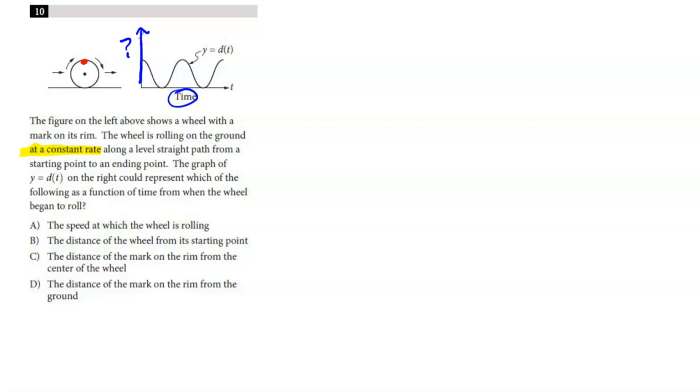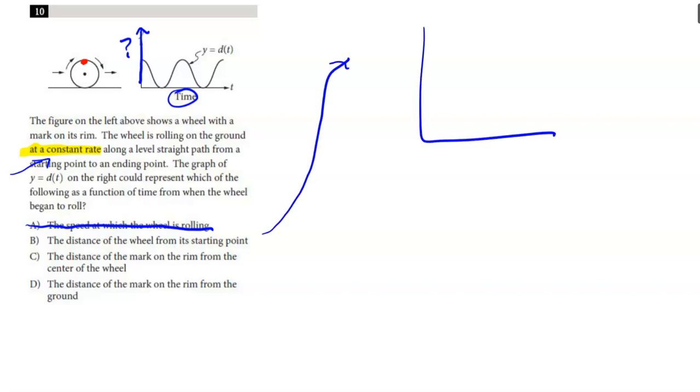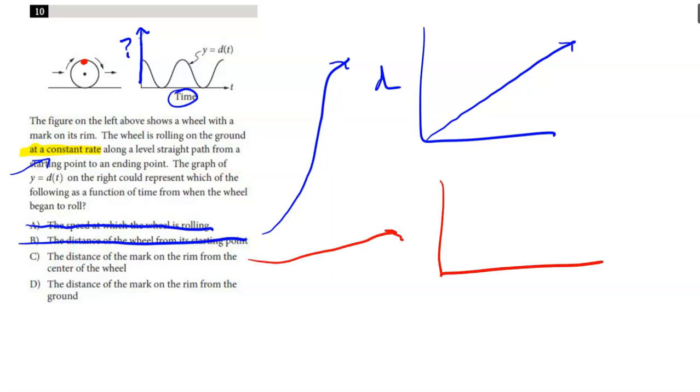So that graph is changing over time. So it cannot be A. A says the speed. Well, the speed can't change because they told me that it was constant. How about the distance of the wheel from the starting point? I don't think that one's correct, because if this was the distance over time, you'd be getting further and further away from the starting point. So it cannot be B. C, the distance of the mark on the rim from the center of the wheel. I think if we were to graph that, the distance from the center of the wheel remains unchanged. It's always going to be whatever that radius is from the center to the edge.